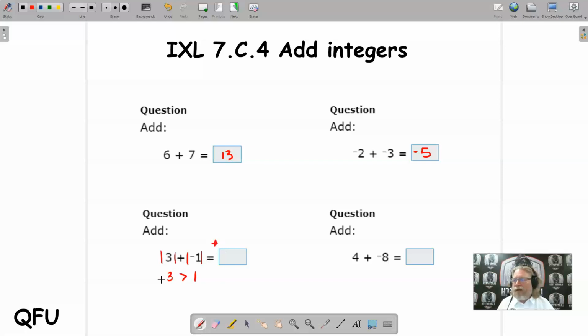But I need to now subtract these to get an answer. So I want to take the greatest absolute value, 3, and subtract from it the lesser absolute value, which is 1, so the answer is 2. So it's going to be a positive 2.